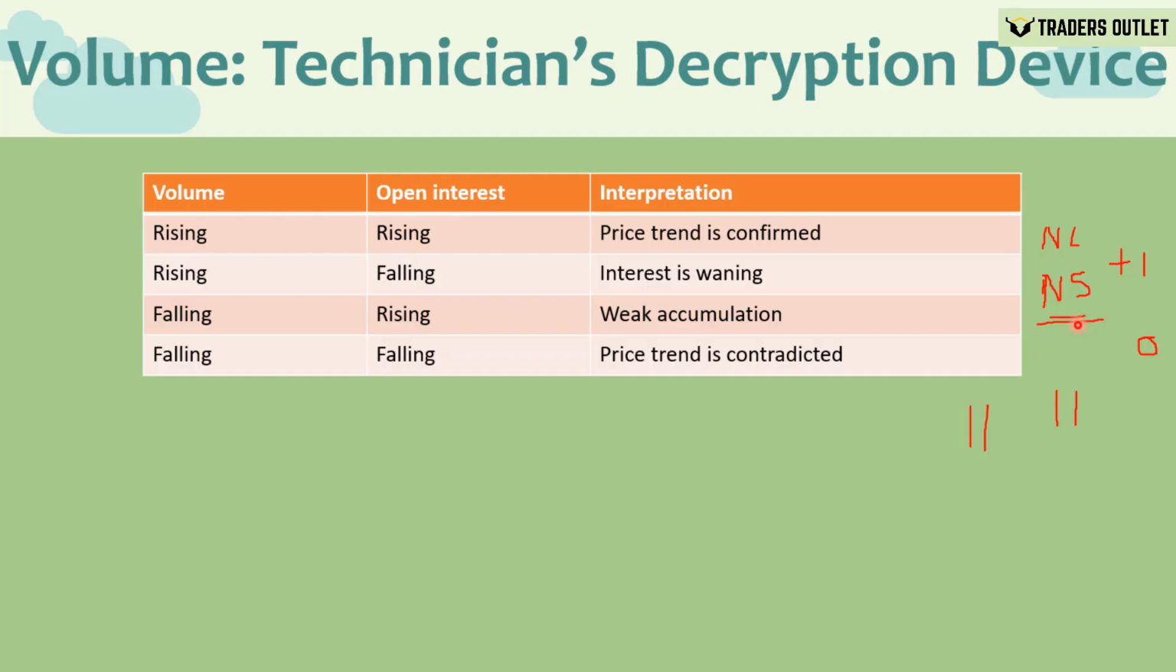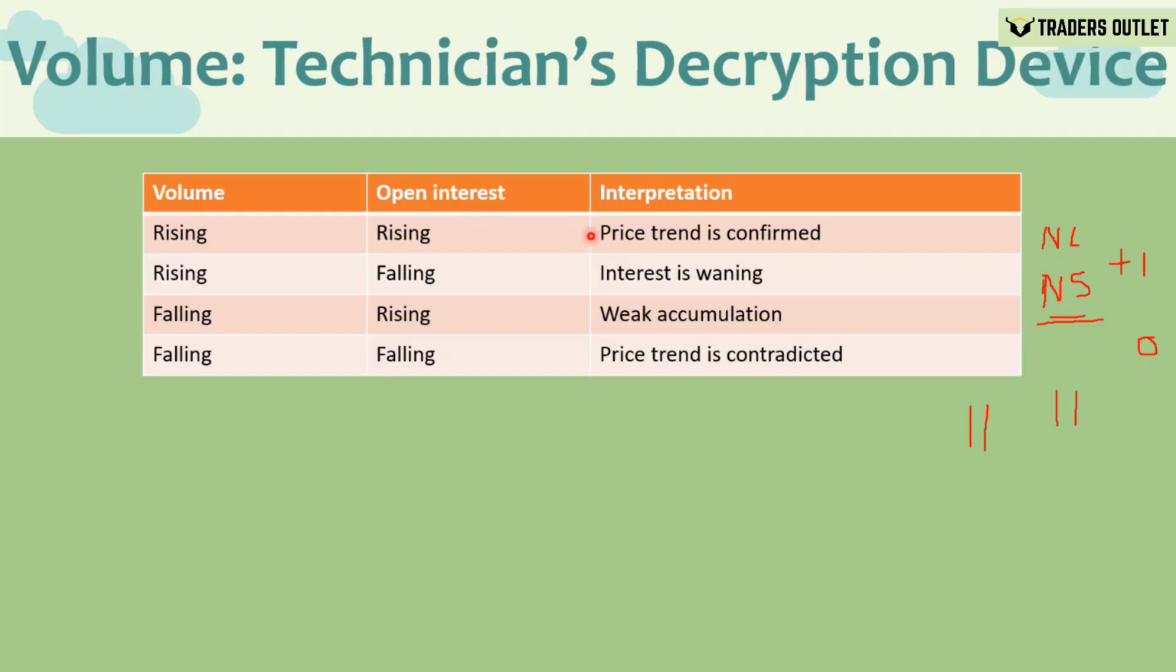Having this in mind, let's see how we can relate volume with open interest. Volume is how many trades are happening, and open interest tells us how many of them are actually new positions rather than just old positions changing hands. So again, we have this trend. We are considering two situations: volume rising and volume falling. If volume is increasing and at the same time open interest is also rising, the first row here, then we can say that the price trend is confirmed.